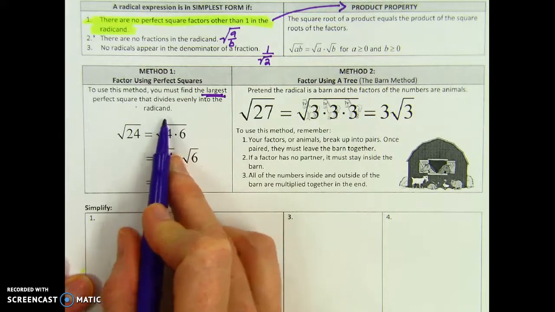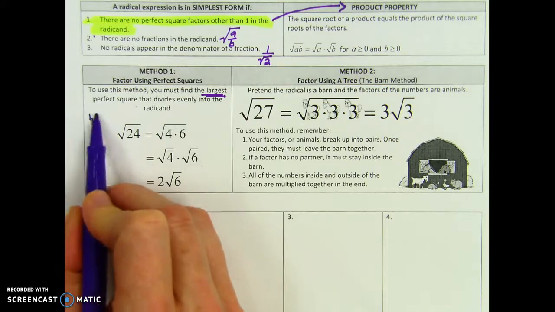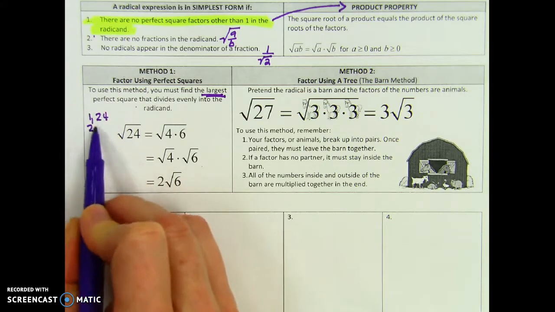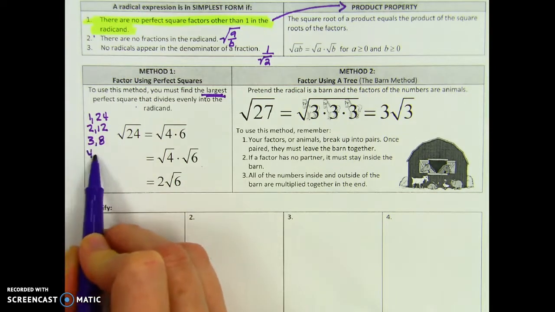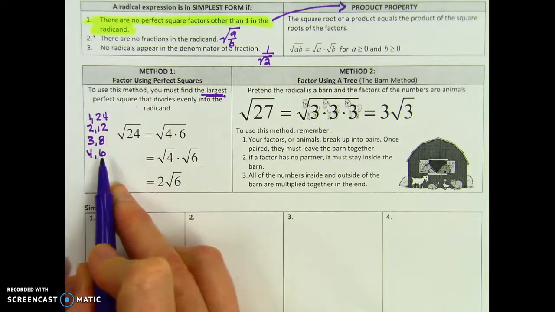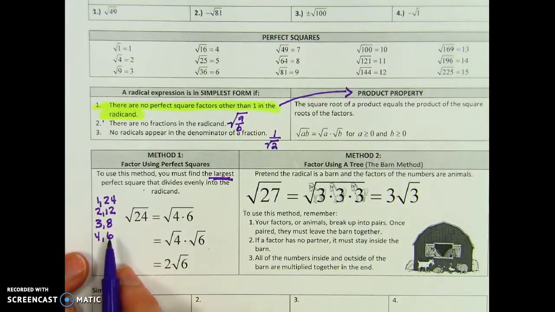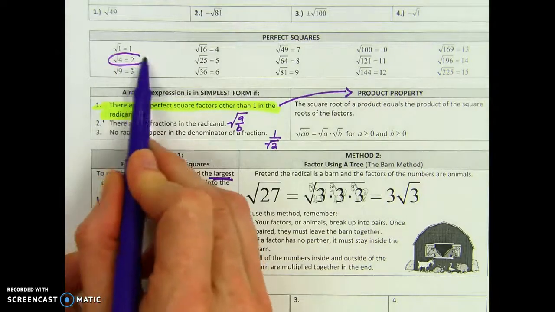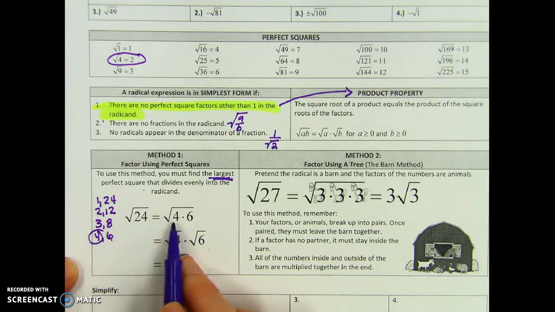So here is the example, 24. I would list the factors of 24: 1 and 24, 2 and 12, 3 and 8, and 4 and 6. And then I would look for the perfect square factors. So as I look up here, the only one that I see is 4. That is the largest perfect square factor. So we use 4 and 6 to break it down.